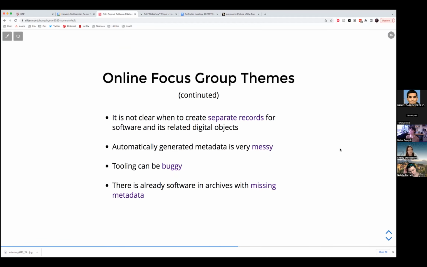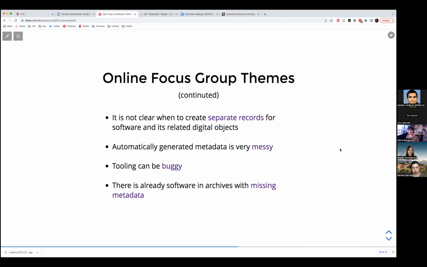There were a couple more themes that came out of the focus groups. One is that it's not clear when to create separate records for software and its related digital objects. So software is very rarely, at least in many fields anyway, an output that is just in its own silo. It's usually associated with a paper, with specific data sets, with other software projects. And so when you have these mixed objects in archives, it's not clear when you should separate them out and create separate identifiers for them, or when it's fine to have them together because they would be meaningless apart. So that's a question about creating records and maintaining them as networked objects.